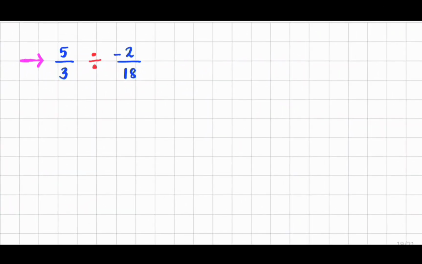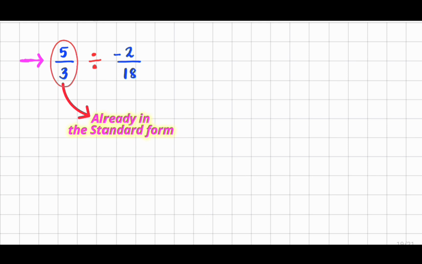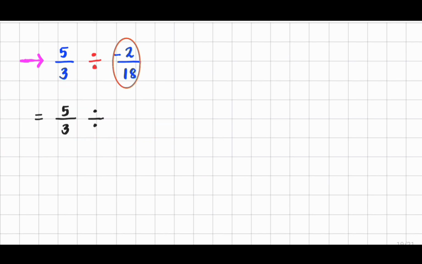Now let's divide these two rational numbers, 5 over 3 divided by negative 2 over 18. When dividing one rational number by another, you should check to see if any of the rational numbers can be simplified. 5 over 3 is already in the standard form, but negative 2 over 18 is not in the standard form. So, we can simplify it by cancelling its top numerator and the bottom denominator by the common factor 2. We get negative 1 over 9.